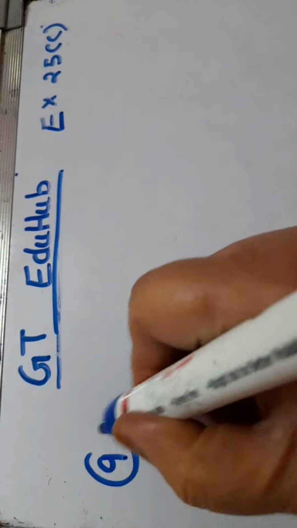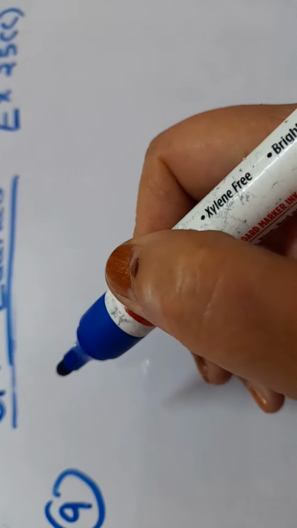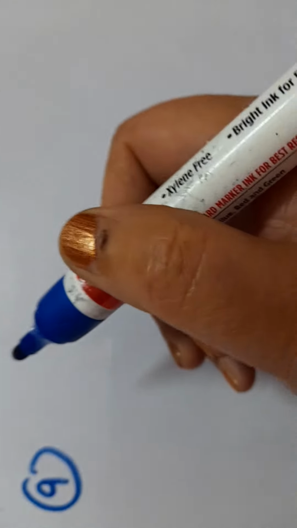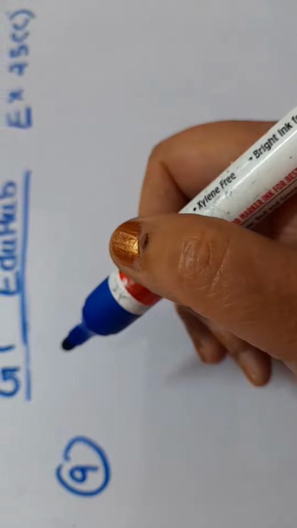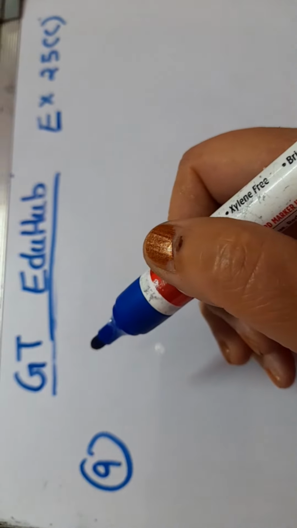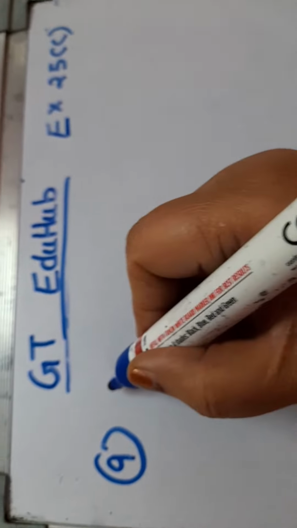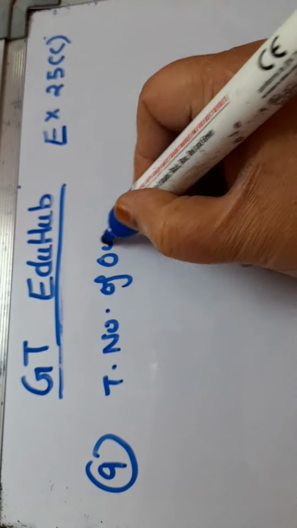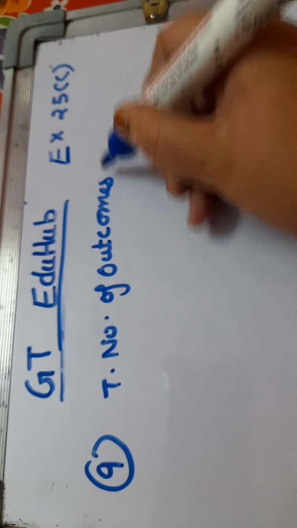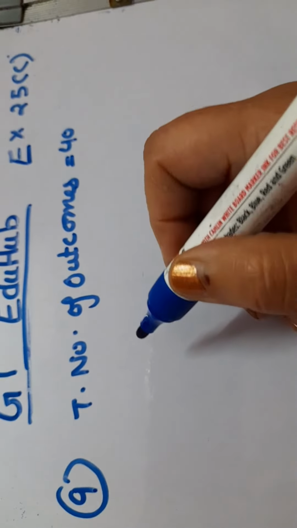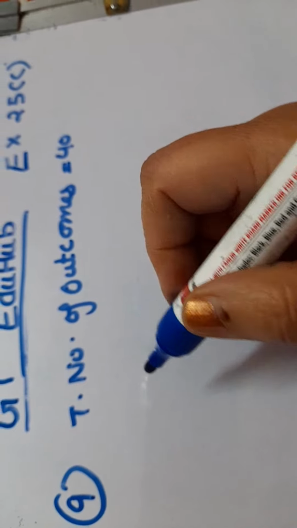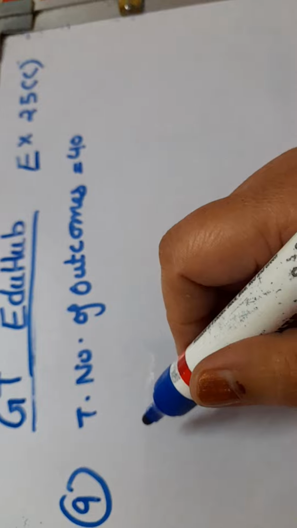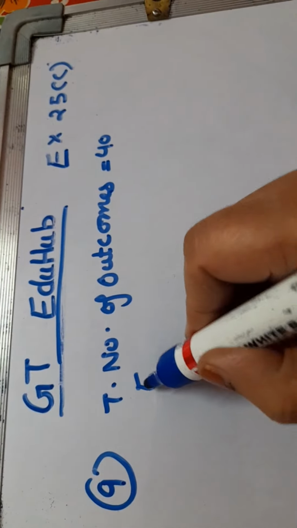Question number 9. In a musical chairs game, a person has been advised to stop playing the music at any time within 40 seconds after its start. What is the probability that the music will stop within the first 15 seconds? So students, the total number of outcomes is 40 seconds, and the person is asked to stop playing the music at any time.